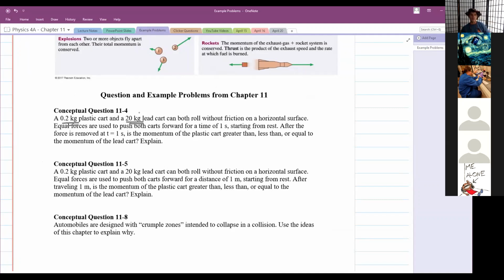After the force is removed at 1 second, is the momentum of the plastic cart greater than, less than, or equal to the momentum of the lead cart? So two different carts, one has 100 times the mass of the other. I exert the same force for the same time on each, and the question is, how do the momentums compare? How does the momentum of the plastic or lighter cart compare to the momentum of the heavier cart? Take about 20 seconds, think about that. What do you think? How do the momentums of the two carts compare? And I'm going to start writing out the answer.